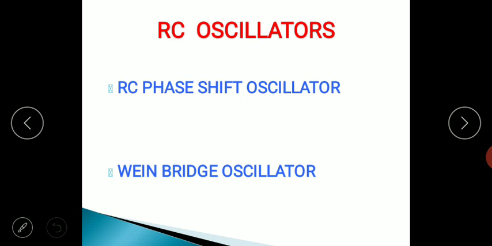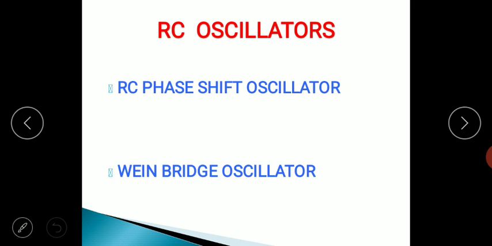Normally when you want to generate very high frequency oscillations, we go for LC oscillators. But when you want to generate low frequency oscillations, maybe right from a few hertz to several kilohertz, we go for RC oscillators. So first of these is the RC phase shift oscillator. We'll discuss what this RC phase shift oscillator is in detail.